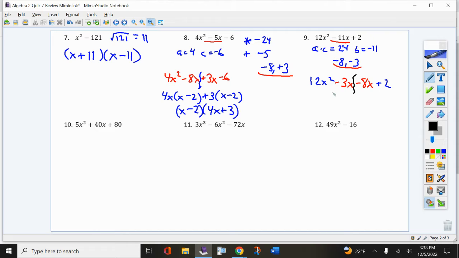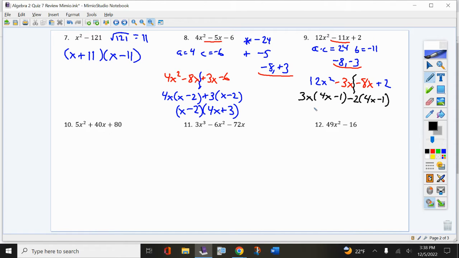Out of the first two, 12 and 3, I can factor out 3. They each have a power of x. Dividing each of these by 3x, I'm going to get 4x. And remember, negative 3x divided by 3x is not 0, it's minus 1. Out of these two, bring the minus and 2. When I divide them both by negative 2, I'm left with 4x minus 1.